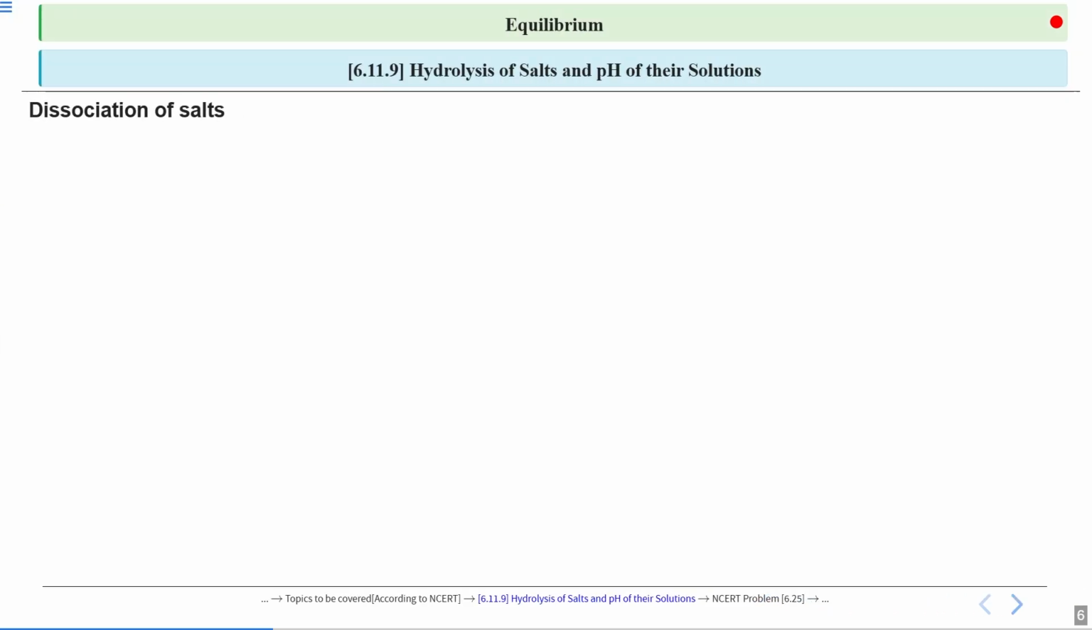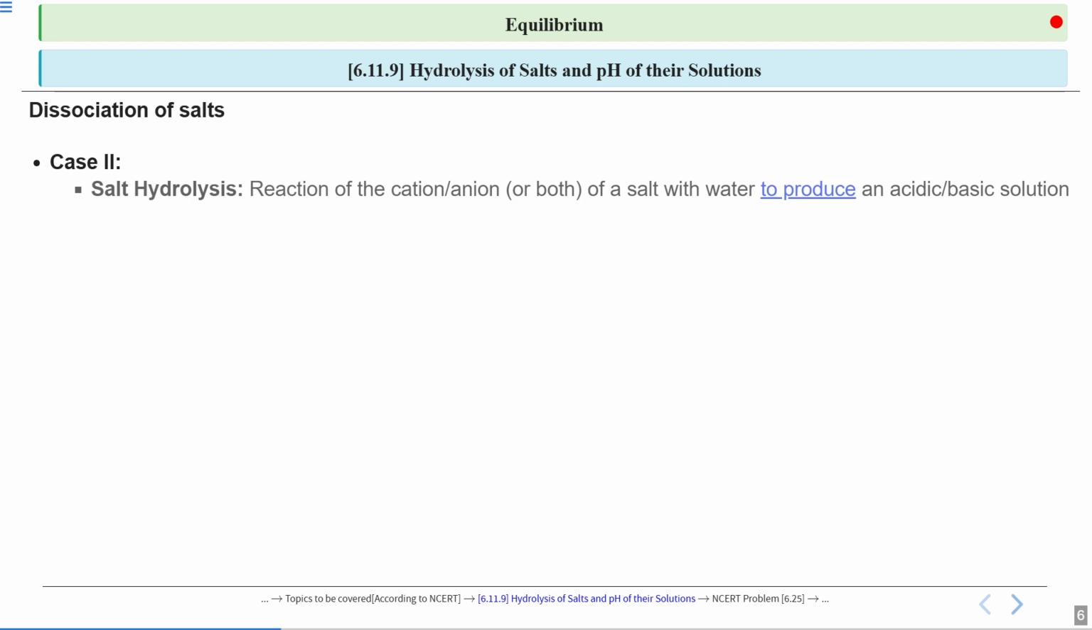Moving on to case 2. So this was the first case, which is of hydration. The second case, which is of our interest, I would say, is the case of hydrolysis. When the reaction occurs between the cation or anion of a salt with water, it produces an acidic and basic medium respectively. Now we'll see whether the cation produces an acidic medium or the anion, so that will be a part of the discussion when we see it with the help of an example. But you must know that cation and anion react with water to produce either an acidic solution or a basic solution.